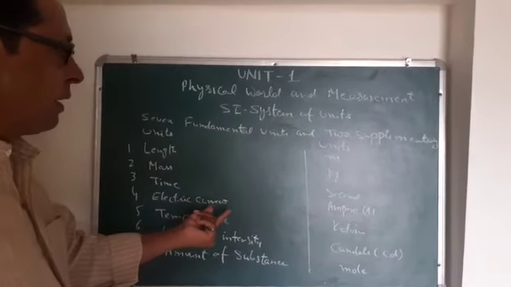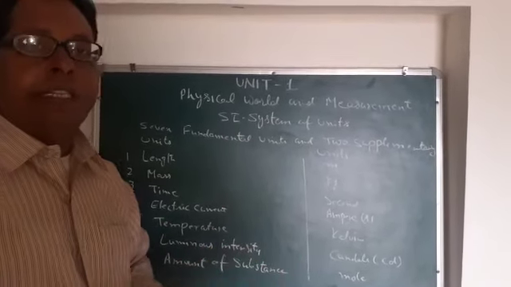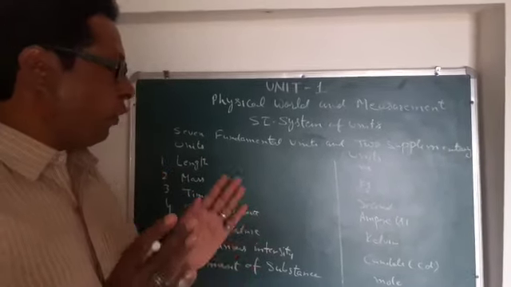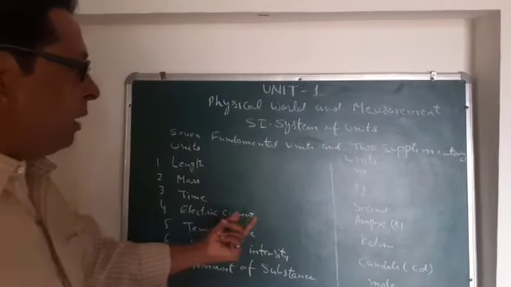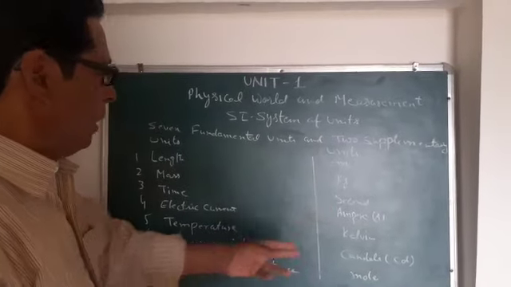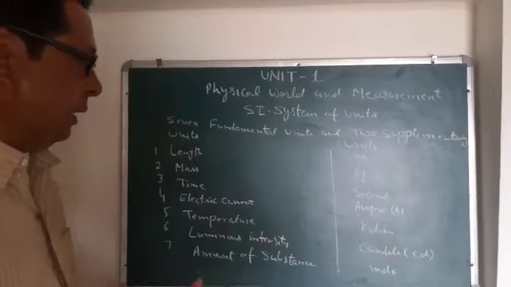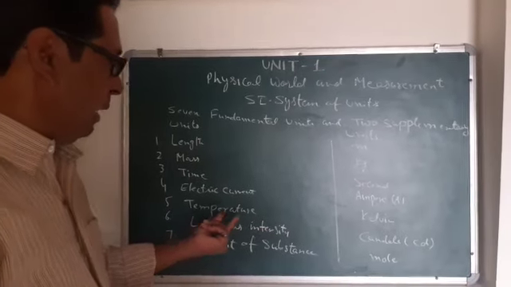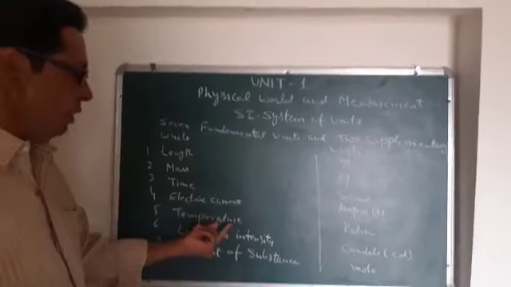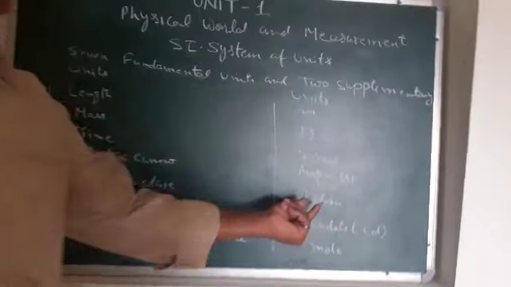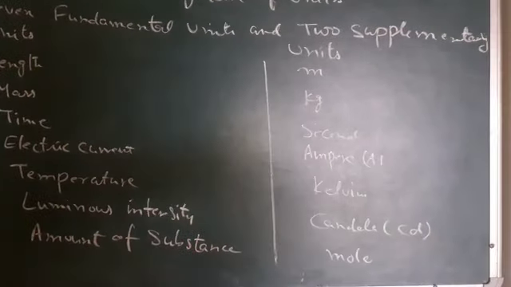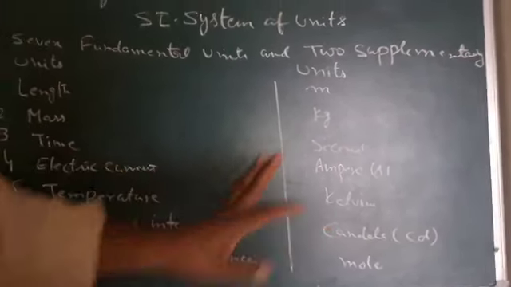Electric current, as you studied in 10th standard, is the rate of flow of charges or flow of electrons. So it depends on charge and time, and its unit is ampere. Then temperature means the hotness or coldness of a body, and it is measured in Kelvin. It also has other units like Celsius and Fahrenheit, but the SI unit is Kelvin.